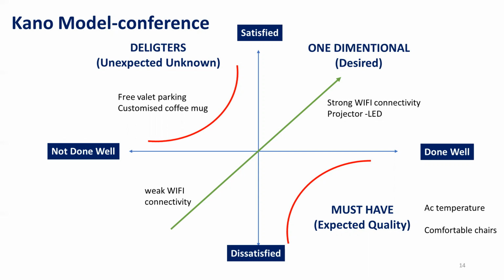Here, what comes out as a delighter is that I was not expecting them to give free valet parking for my participants. Not only did they give free valet parking, which made them feel royal, they also gave a customized coffee mug which had the imprint of the participants coming for this conference. I was also not aware that he was going to give a customized coffee mug. He just asked me, can you give me the names of the participants who are going to attend? How many of them? I said, yes, this is the list. These are the 25 participants who are going to come.